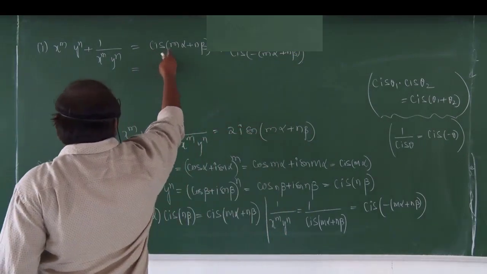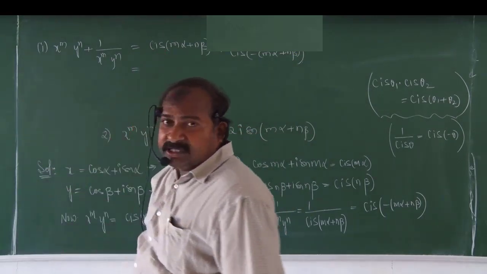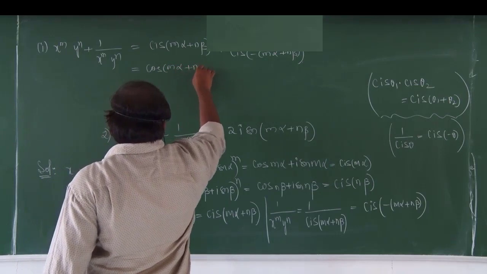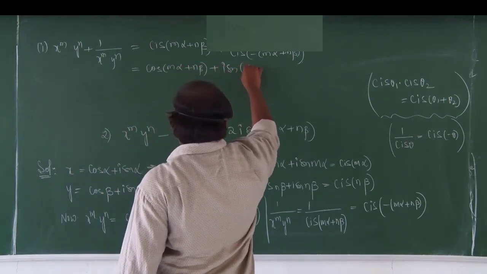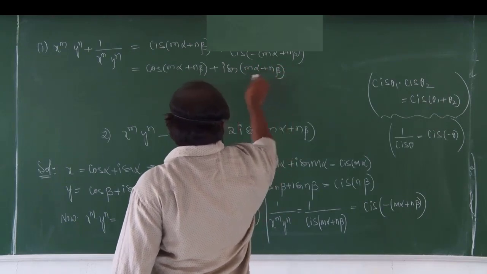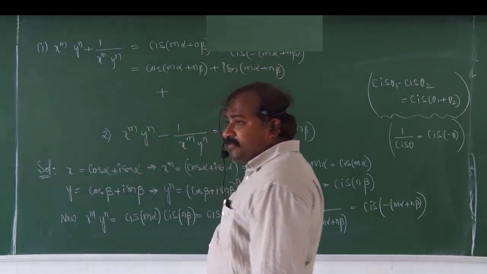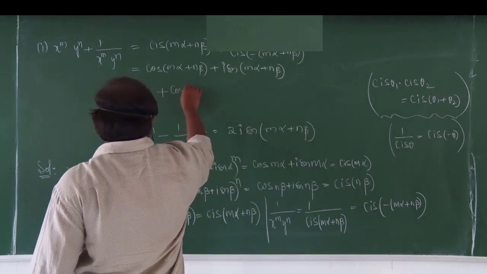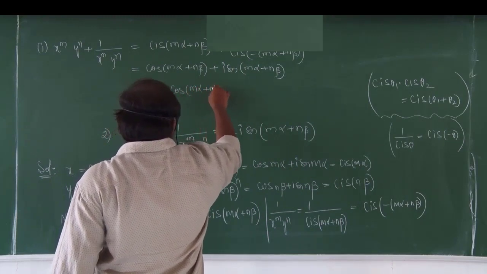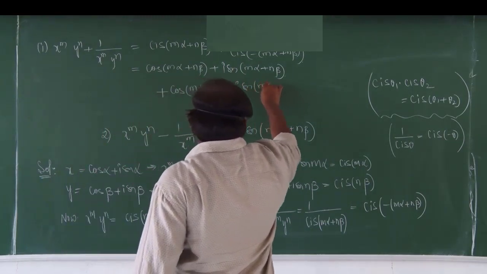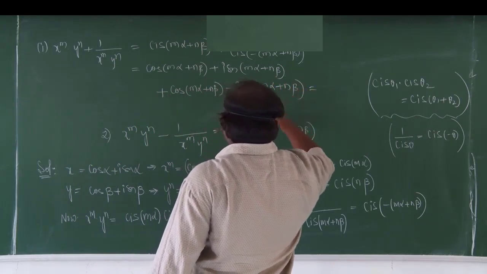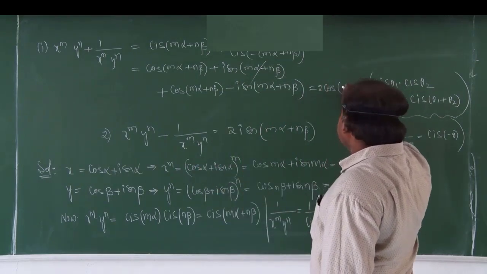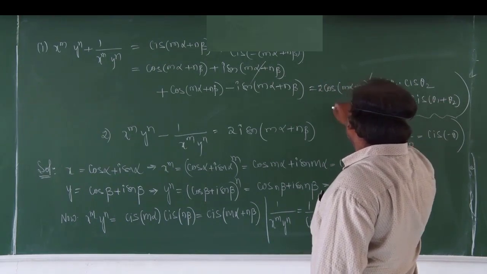Now if you simplify, what is cis theta? Cos theta plus I sin theta. So here I get cos of m alpha plus n beta plus I sin of m alpha plus n beta, plus cis of minus theta. Cis of minus theta means cos theta minus I sin theta. So this value is cos of m alpha plus n beta minus I sin of m alpha plus n beta. Then add them; these two get cancelled. Directly you will get the answer: 2 into cos of m alpha plus n beta.